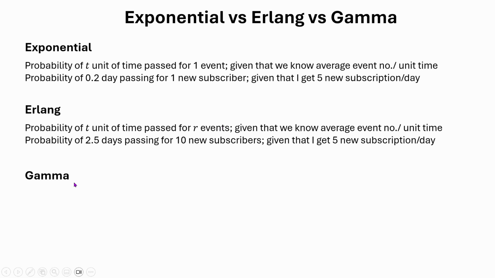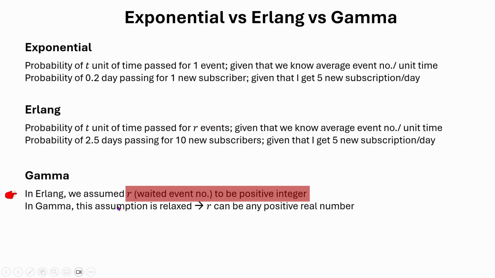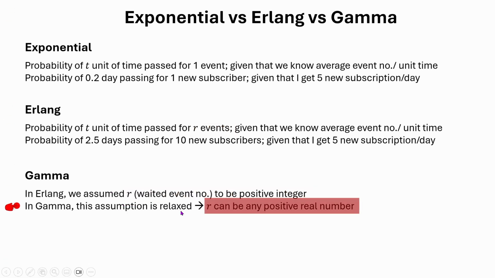Gamma distribution is an even more generalized version. In Erlang, r should be a positive integer, but in gamma, your r can be any positive real number. So it can be 0.5, 10.556, etc. There is no assumption of r being an integer, right? So it can be some floating point number as well.